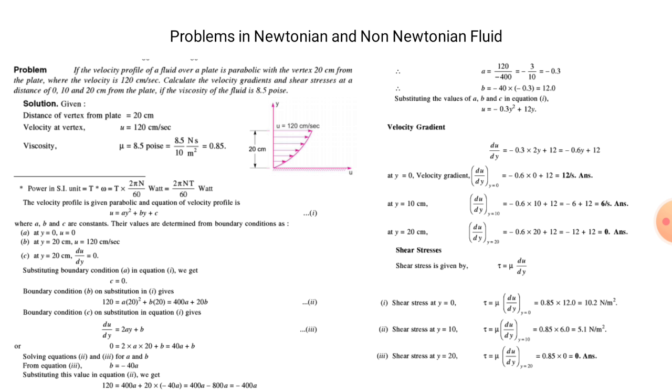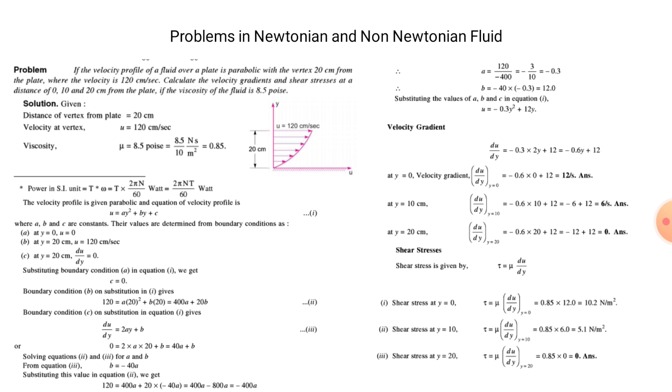Boundary condition C on substitution in equation 1, we get du divided by dy is equal to 2ay plus b. So, du by dy is equal to 0 is equal to 2ay plus b, y is equal to 20 cm. Therefore, 0 is equal to 2 into a into 20 plus b is equal to 40a plus b. Solving the equation 2 and 3 for a and b, from equation 3, b is equal to minus 40a.